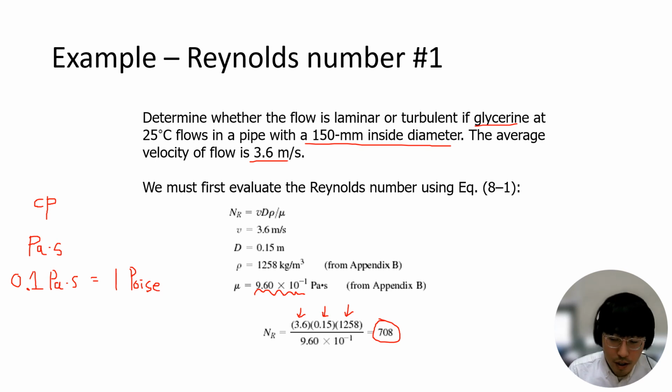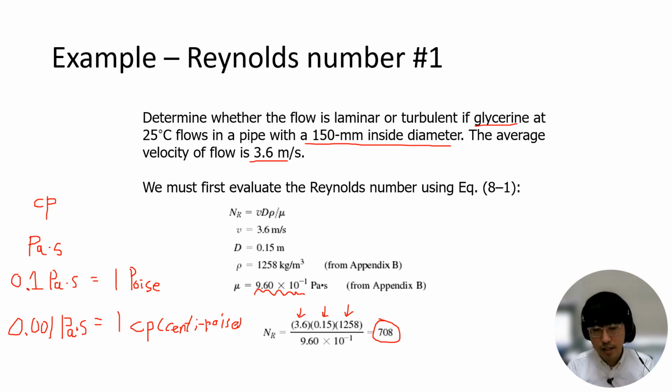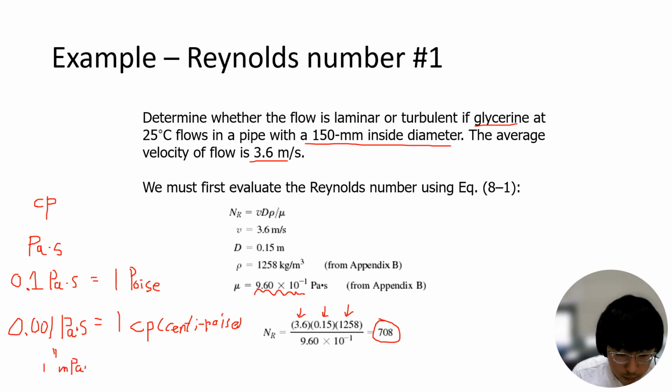And of course, 1 centipoise is 1/100th of the poise. So 1 centipoise is going to be equal to 0.001 Pascal second, or 1 millipascal second. So we sometimes use the millipascal second.